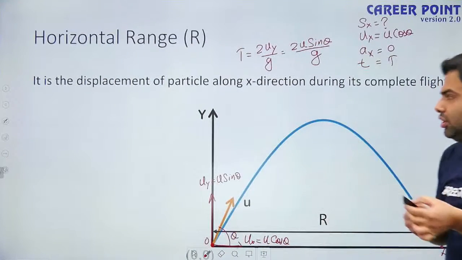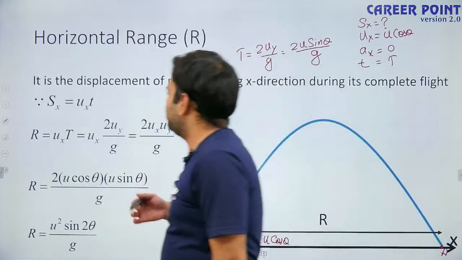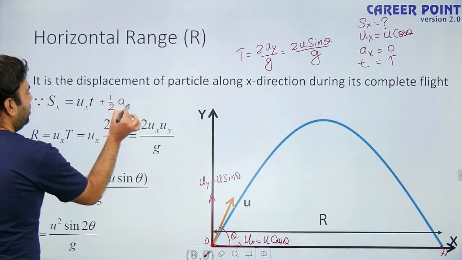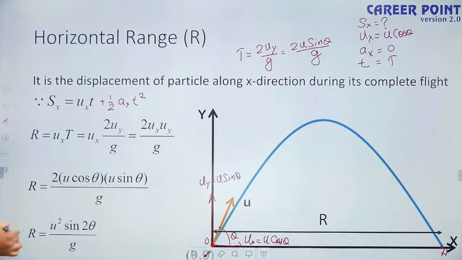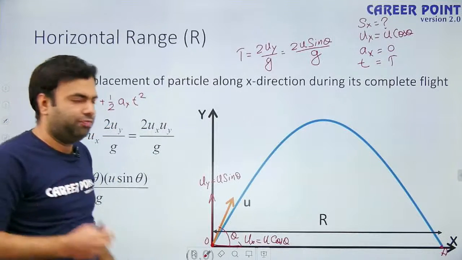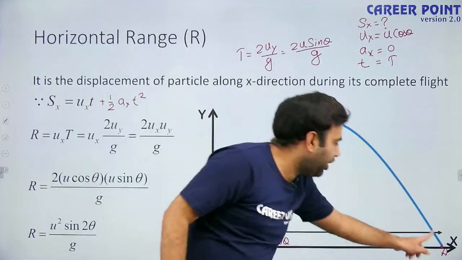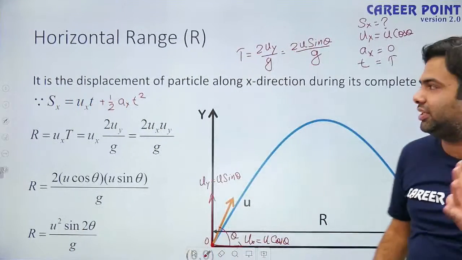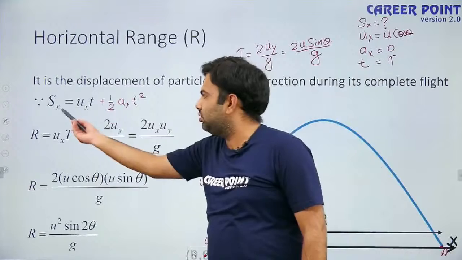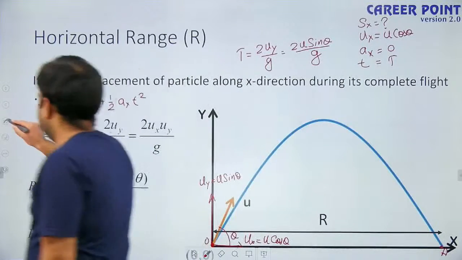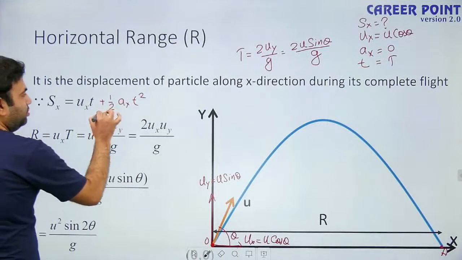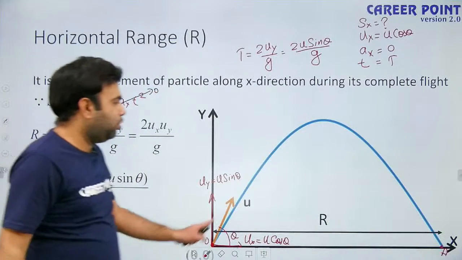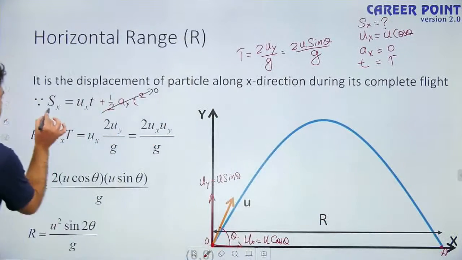Second equation of motion: S = ut + (1/2)at². I'm going to apply the second equation of motion from point O to point A, and the equation is valid because acceleration in this particular direction is constant. We know that acceleration in the x direction is 0, so this quantity is equal to 0.